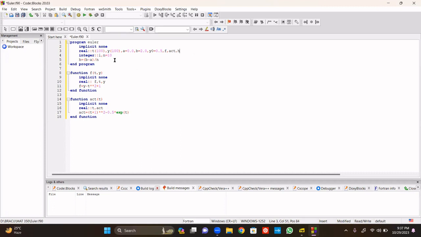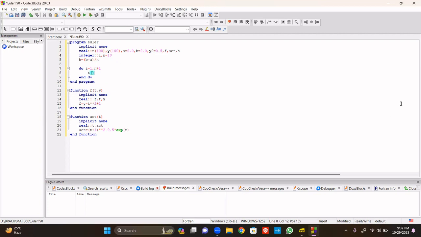All right, now let's create our T array first. So we are going to use a loop for that. Do i equals 1 to n plus 1, T(i) equals a plus (i minus 1) times h.